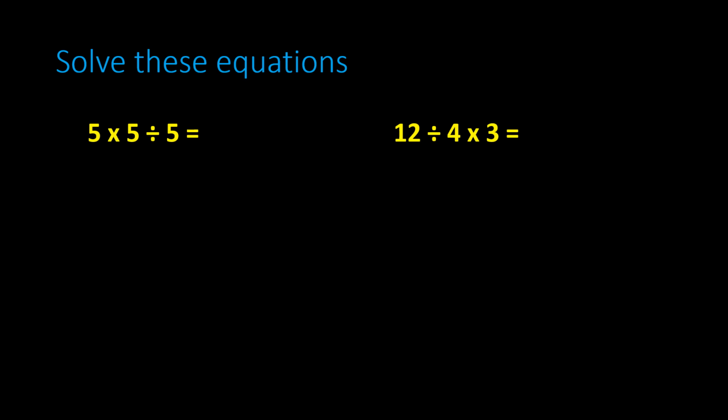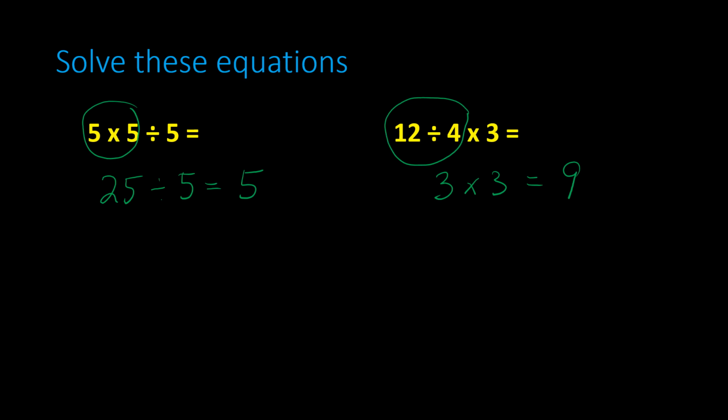Let's practice solving these equations. Now we have 5 times 5 divided by 5. So using the left to right rule, we would do 5 times 5 first, which is 25. Divide by 5, and we get 5. Let's do the next one. We have 12 divided by 4 times 3. So once again, left to right rule. 12 divided by 4 is on the left side, so we get 3 times 3, and you get 9.